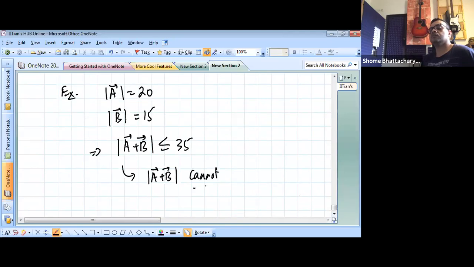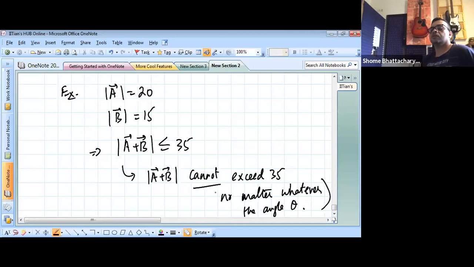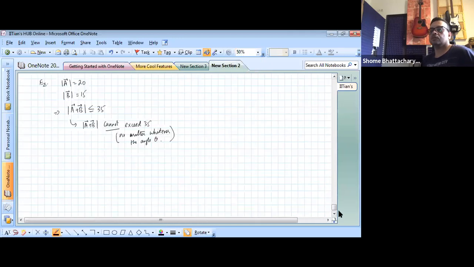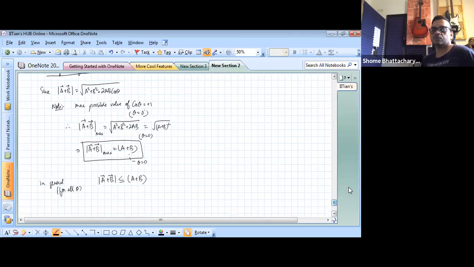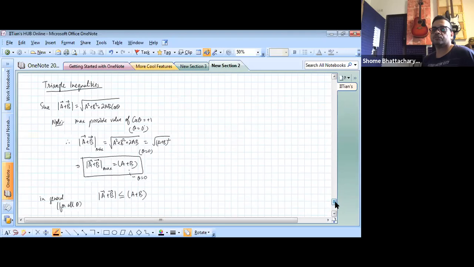cannot exceed 35, no matter whatever the value of the angle theta between them, whatever theta is, okay. It cannot exceed 35. So the maximum limit of the sum of two vectors, or the resultant's magnitude, is the sum of their individual magnitudes. This, combined with another statement which we'll see about the minimum value, is called the triangle inequality. So just make a note of this first thing.